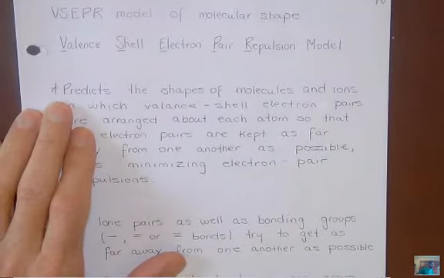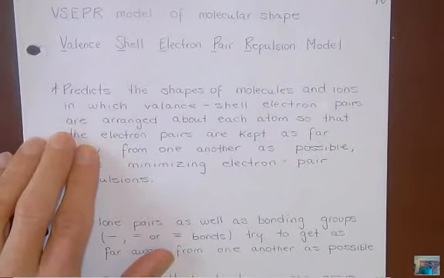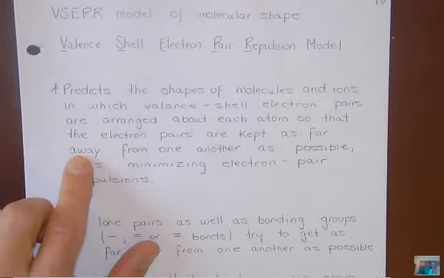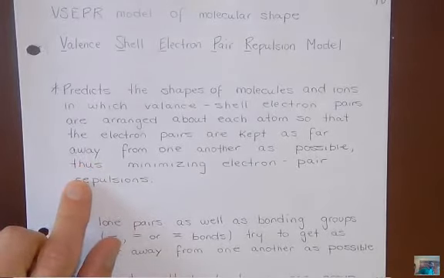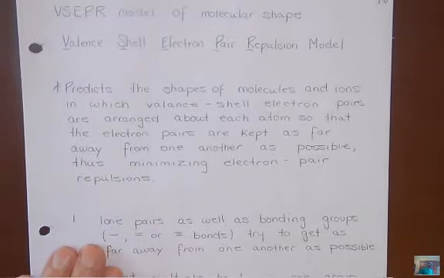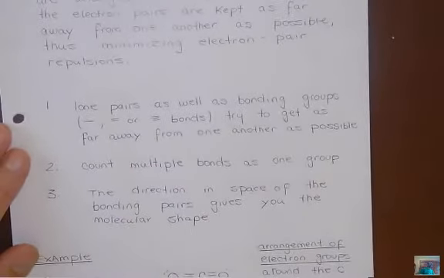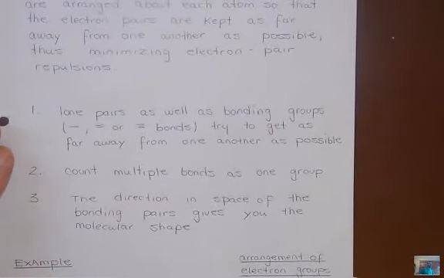It predicts the shapes of molecules and ions in which the valence shell electron pairs are arranged about each atom so that the electron pairs are kept as far away from one another as possible. The reason for that is we want to minimize electron pair repulsion. There are going to be three general rules that we're going to follow. Here they are, and then we'll take a look at some examples, and then we'll get into the specific electron pair arrangements that nature takes.